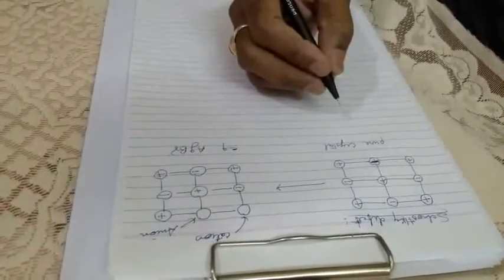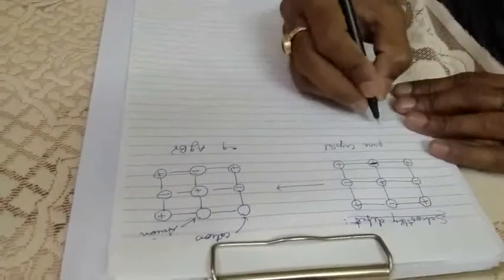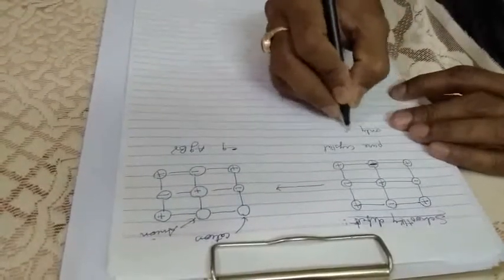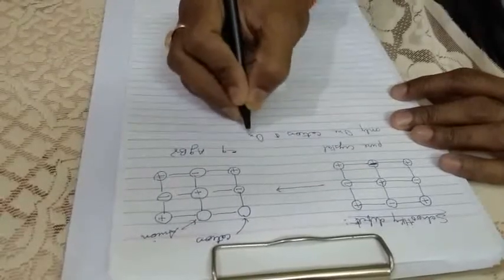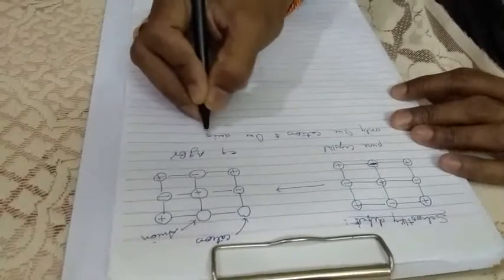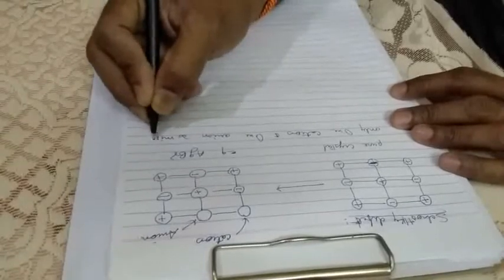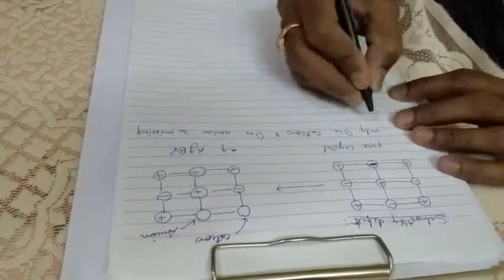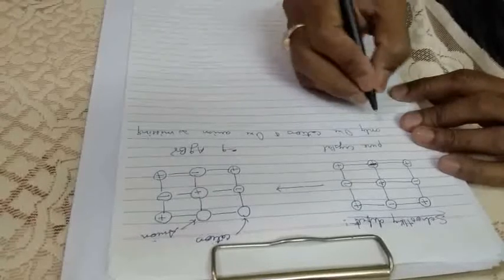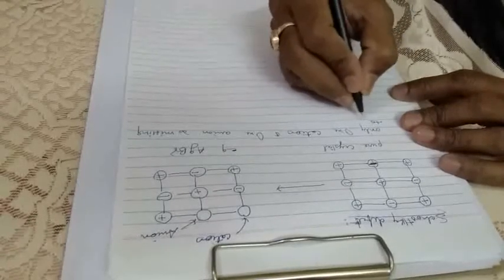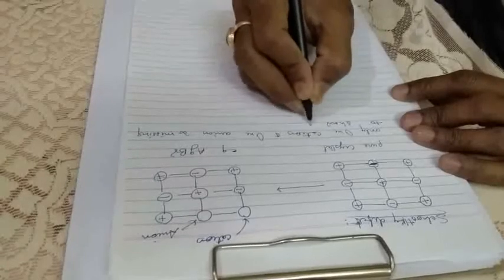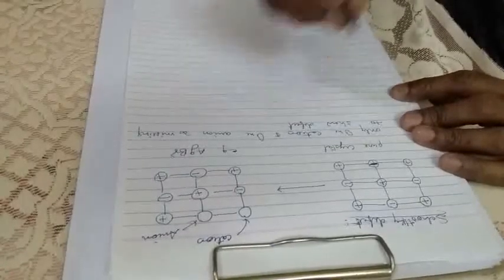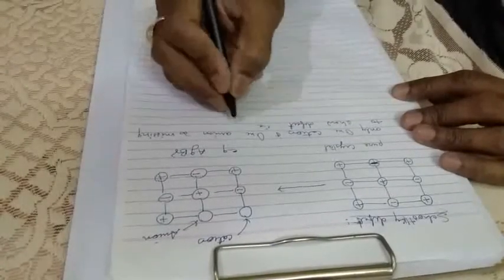See here, we can say only one cation and one anion are missing to show the defect, and that is a stoichiometric defect.